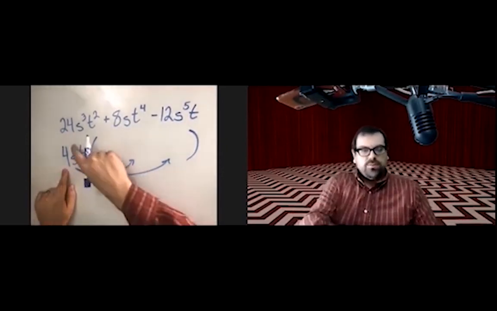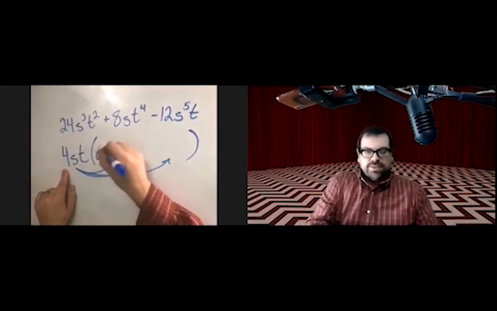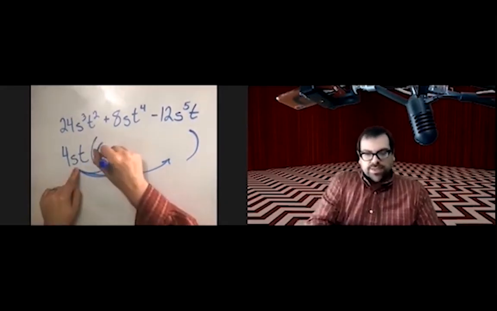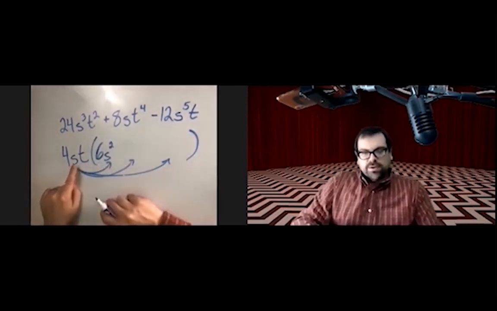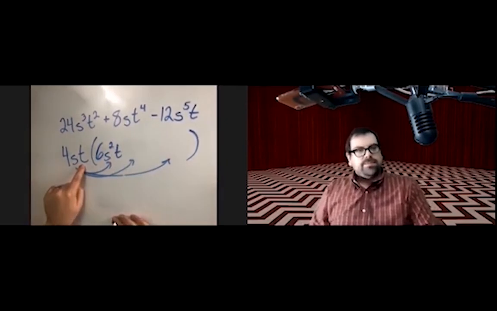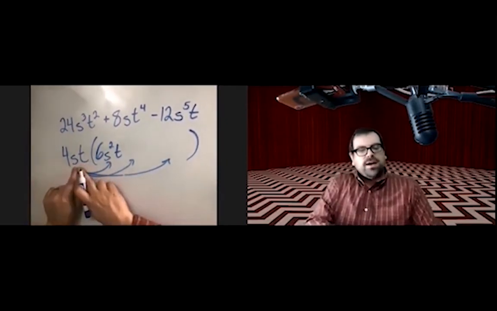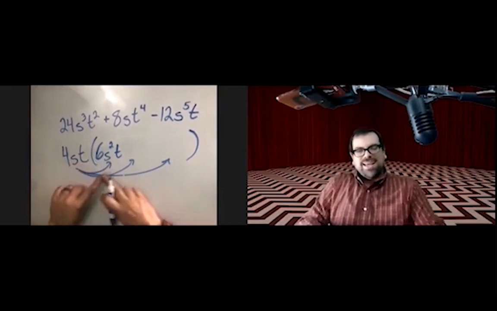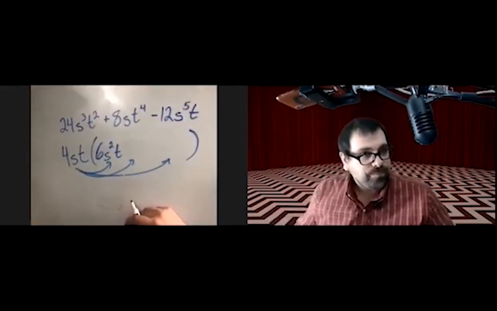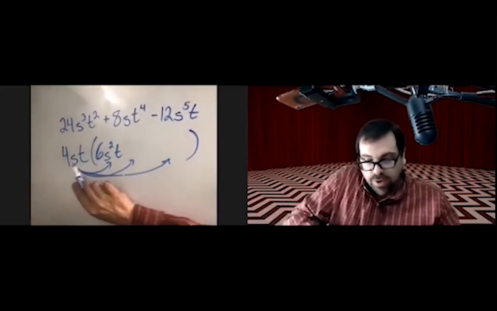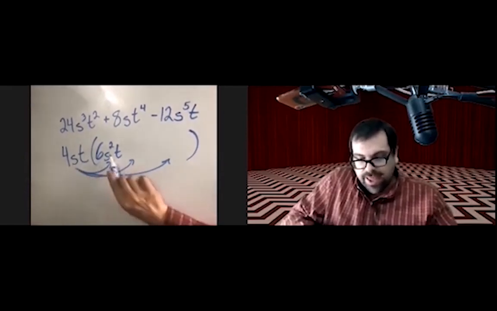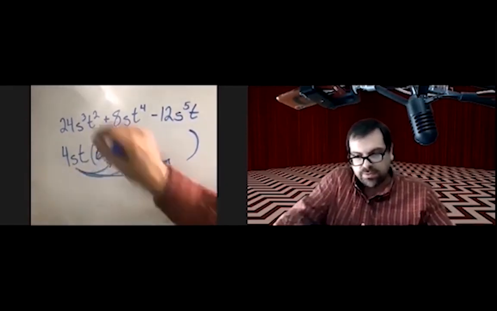4 times what is 24? 4 times 6. S times what is S cubed? S squared. T times what is T squared? T. You can see why it has to be the lowest power shown, because we're going to be multiplying up to get to what we started with. And just check now, 4ST times 6S squared T, 24S cubed T squared.